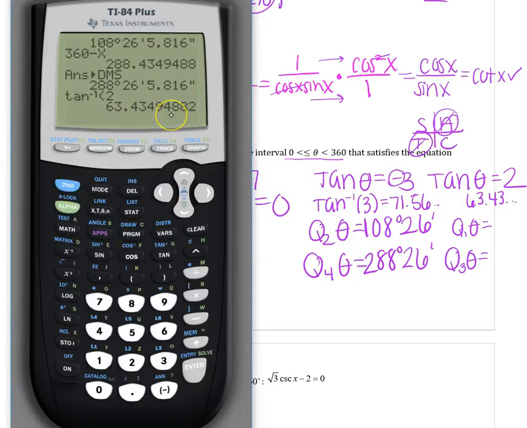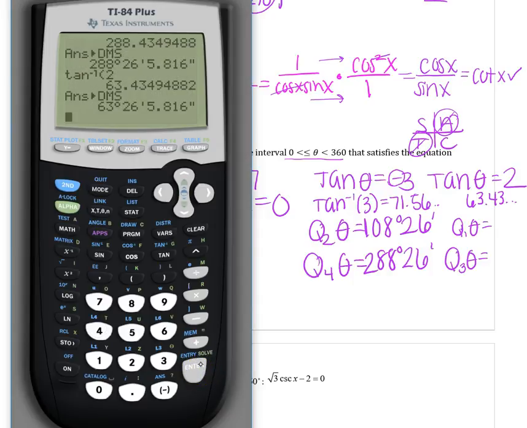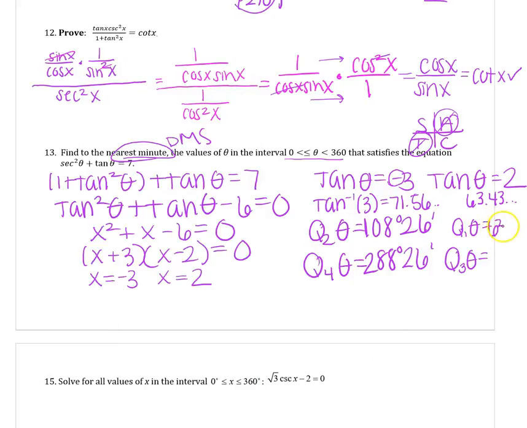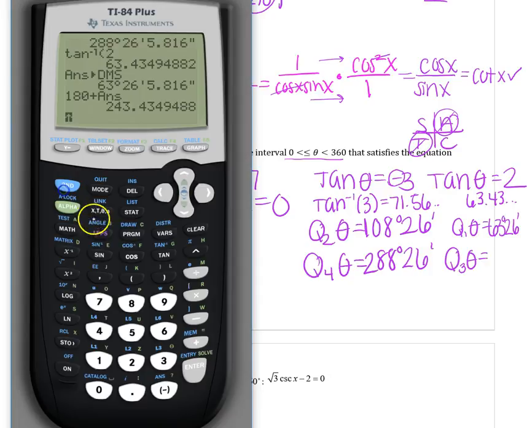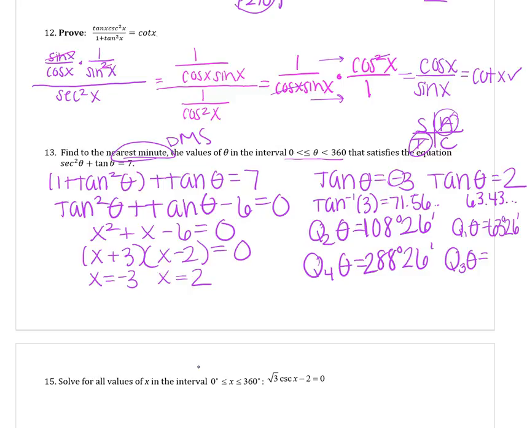So this would be my angle in quadrant 1, so let's just convert it. So 63 degrees, 26 minutes. And then for quadrant 3, I'll do 180 plus that angle. And then just use apps, DMS. So 243.26. Kind of squeezing it in here on my screen. All right, and there you go. So these are your answers.